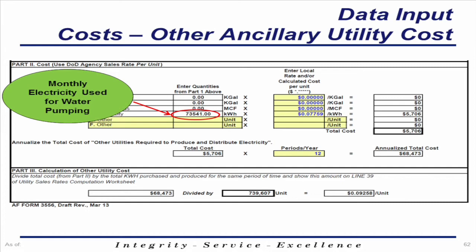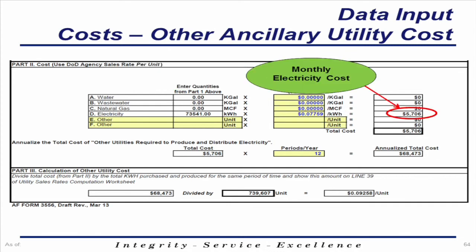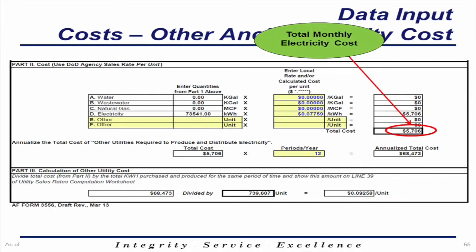This example includes the monthly electricity used to pump the water. The cost is based on the DOD utility sales rate, and the charge is calculated and then automatically transferred to the front of the Air Force Form 3556. You can see that on this part of the form, this is on the reverse side of the 3556, there's an entry there for the electricity used monthly for pumping water.